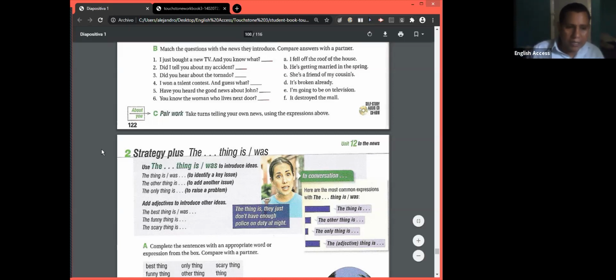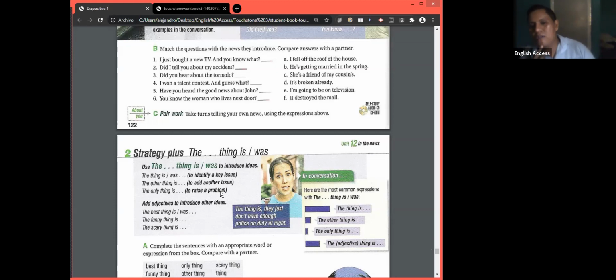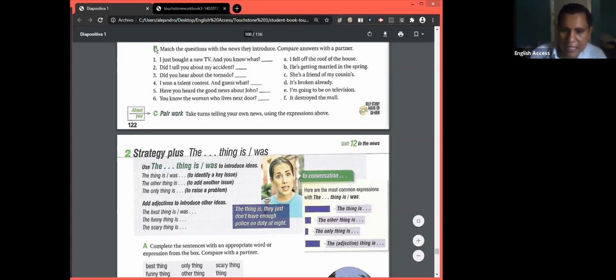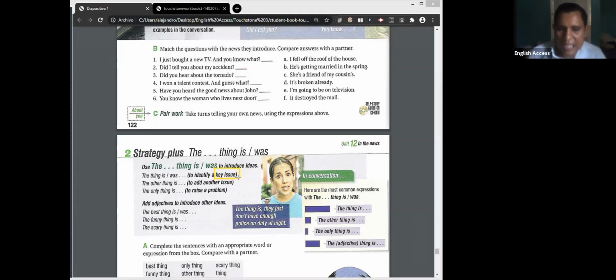Now, in the other part, guys, it says the only thing is, that is to raise a problem. The only thing is that I have to ask my parents for permission. The only thing is that this iPad doesn't work really well. So remember, the key issue, guys, it's something that the person considers important.